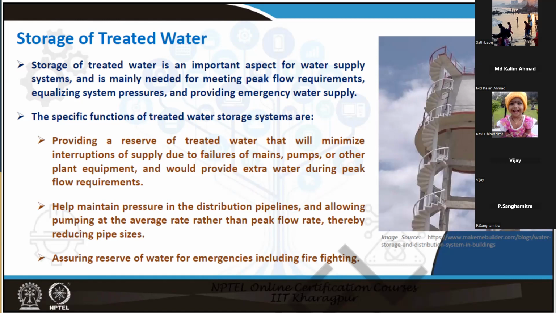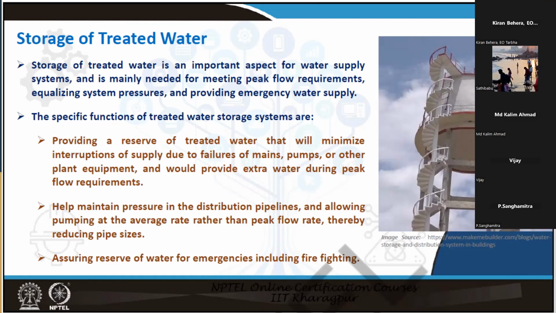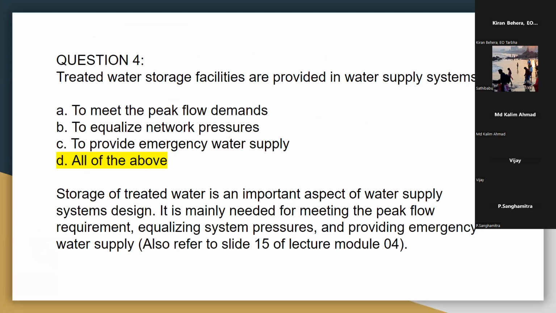So the cost incurred on a distribution network can be reduced by reducing the pipe sizes if standardized water is provided at a standardized pressure, and the storage facilities for treated water will help in that. And not only that, in case of pump failures or an electrical failure, then at peak flow periods, water has to be provided, and storing it in an appropriate facility will help for that. So these are three main reasons why storage for treated water is provided. So the answer here is all of the above.